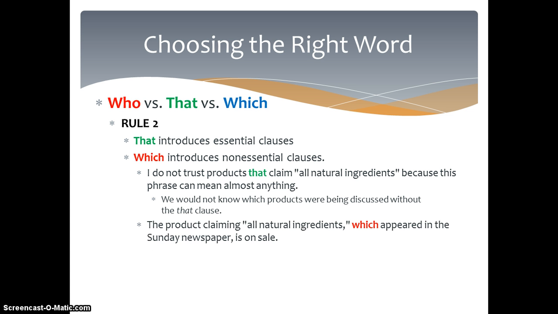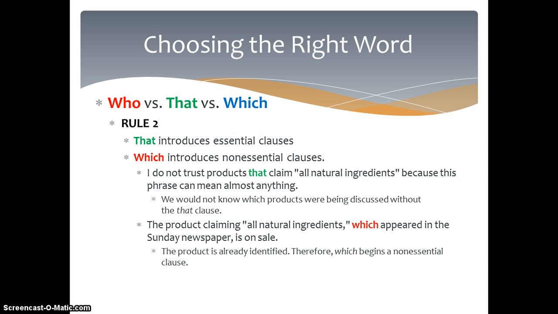The product claiming all natural ingredients, which appeared in the Sunday newspaper, is on sale. This time, that product is identified. Which is non-essential. It doesn't matter if it appeared in the Sunday newspaper. The product claiming all natural ingredients is on sale. The sentence still makes sense.